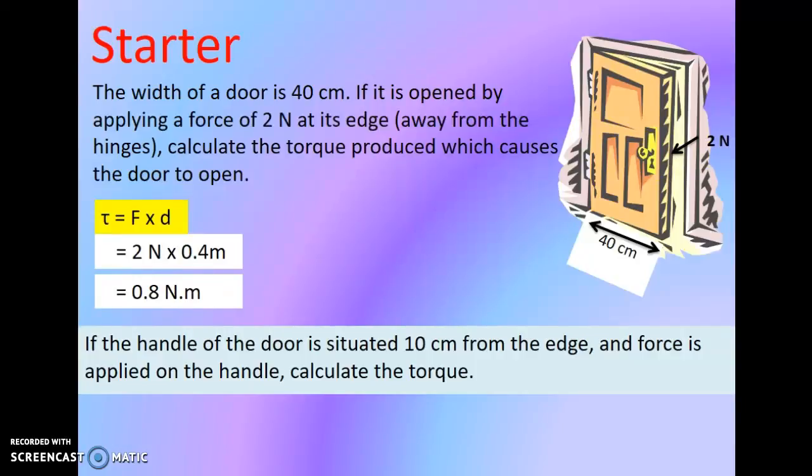So if the handle of the door is situated a little bit closer, in other words 10 centimeters in from the edge, then your distance to the pivot will now be 30 centimeters or 0.3 meters. The answer there is 0.6 Newton meters.